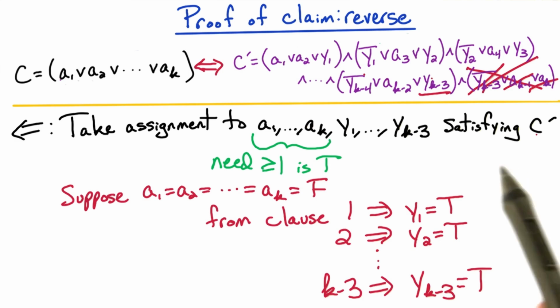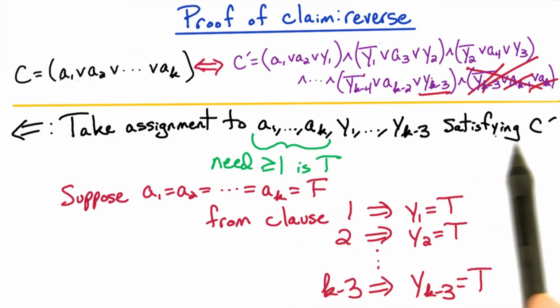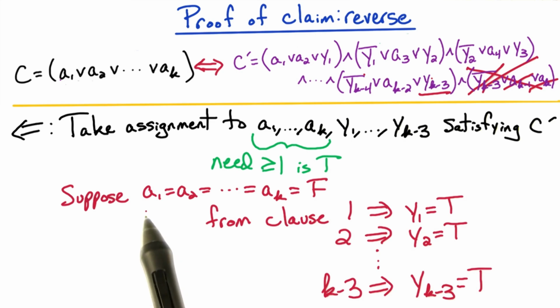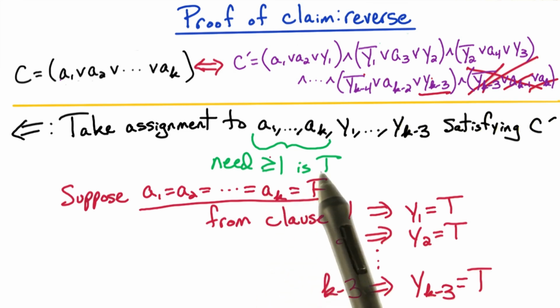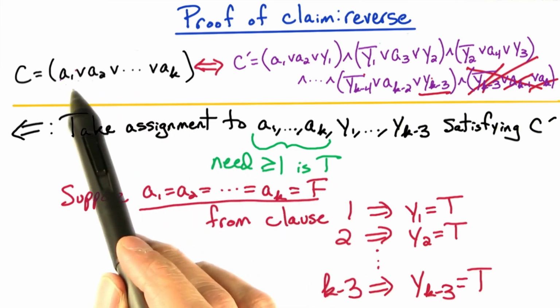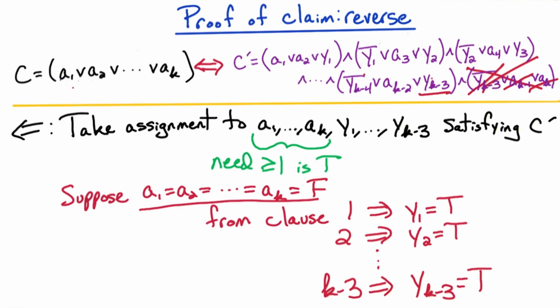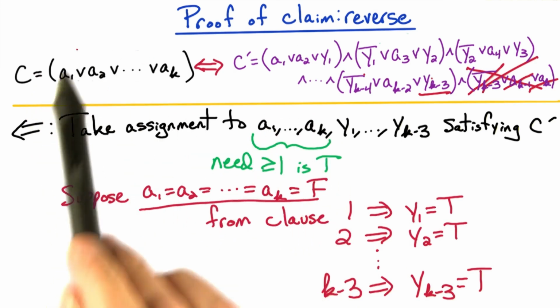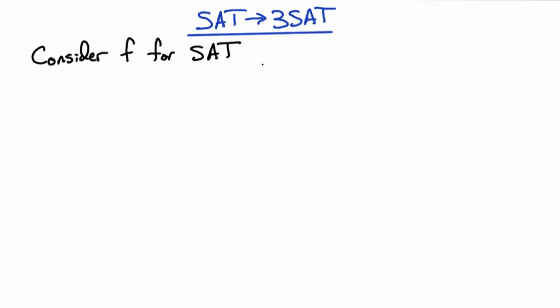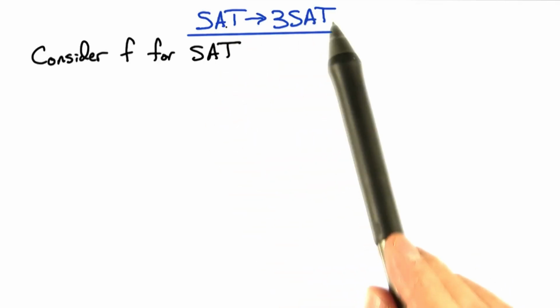That's a contradiction. We were assuming that this was an assignment which satisfied C prime. So that means that this assumption that all of these literals are set to false is not true. So at least one of them must be set to true, and therefore that literal satisfies this clause C. So if we just ignore the assignment to these auxiliary variables, then the setting for the original literals satisfies this original clause C. Now we can formalize our reduction from SAT to 3-SAT.